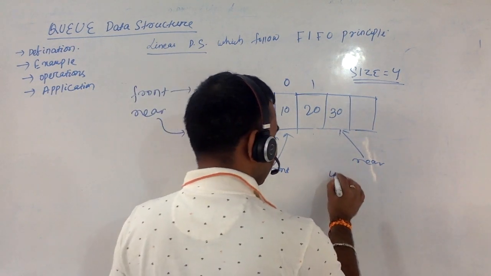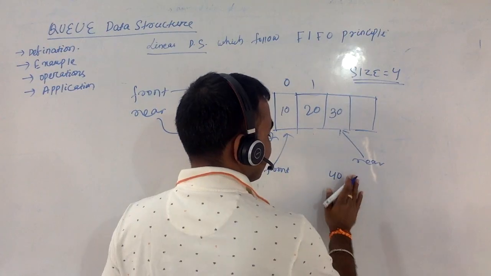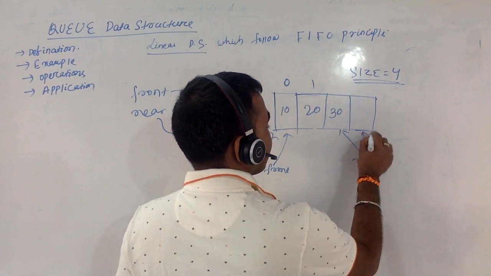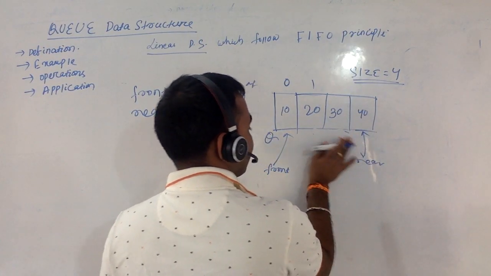So then another element 40 comes, right? So then where you will insert, right? So then you will be inserting again here, right? Then you will be inserting again here, okay?